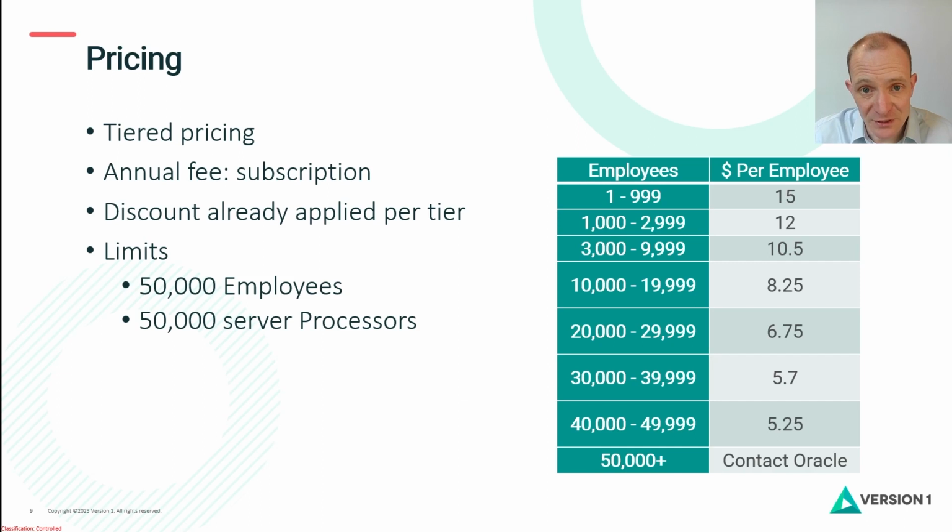Oracle have placed limits on what this subscription can apply to and what this pricing applies to, and you can see the limits there. It's 50,000 employees. If you have more than that, or if you have more than 50,000 processes on your servers where Java is installed, then you need to contact Oracle and agree a separate agreement over and above the prices you see there. So again, if you do have a very large estate, it's really important that you measure and understand the size of your estate and the number of server processes involved in running Java.